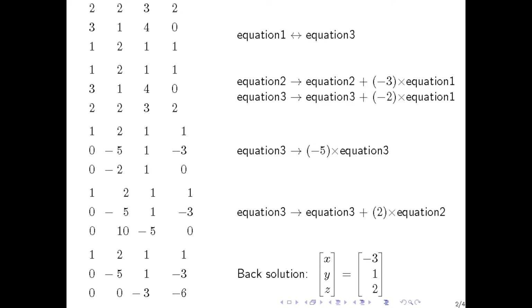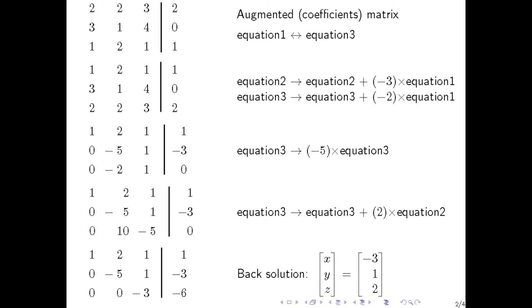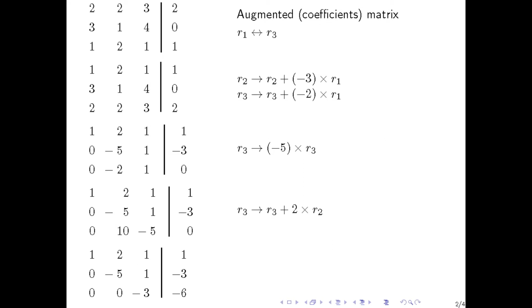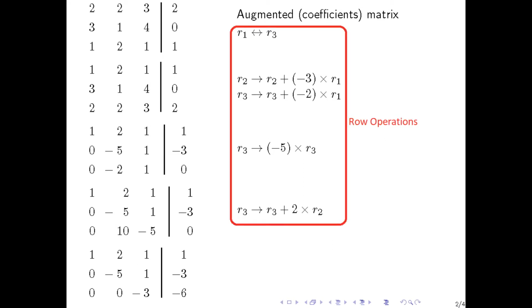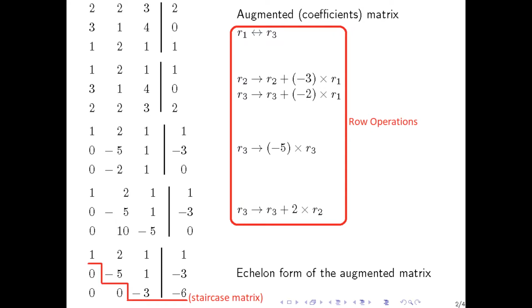And what we end up with looks like matrices. The first matrix is called the augmented coefficient matrix for the linear system. In addition, we draw a line to help us remember that there is a major difference between the coefficients in the last column and the others. Also, what we did on the equations turns out to be what we do on the rows. These are called row operations. If you pay attention, you will see that the last matrix is a staircase matrix. In other words, it is in echelon form.